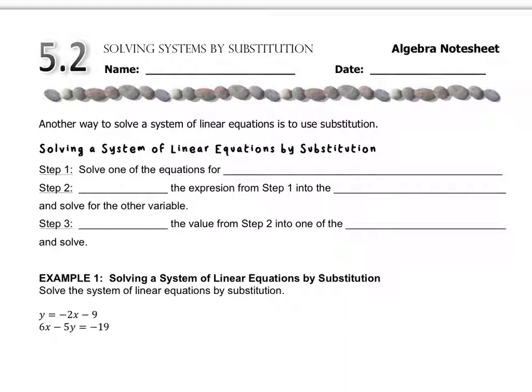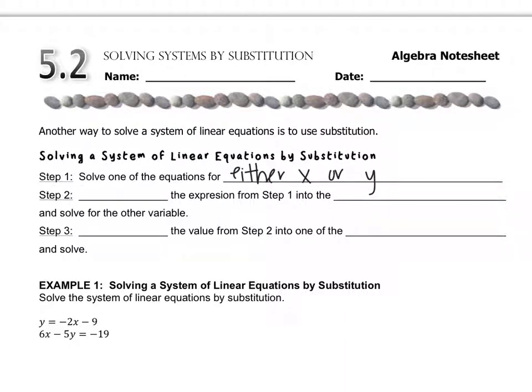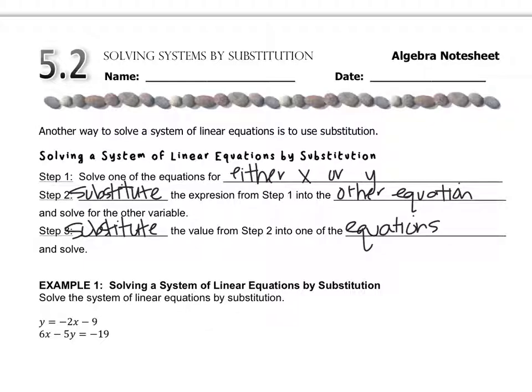The way that you do substitution is as follows. You solve one equation for either x or y. Now, if there are other variables, then you would just solve for one of the variables, but the traditional is going to be x or y. Then you take that expression and you plug it in by substituting it into the other equation. And then you solve for the variable. Then you take your answer and you substitute it into either of the equations. Might sound like gibberish right now, but once we do an example, you'll see what it all means.